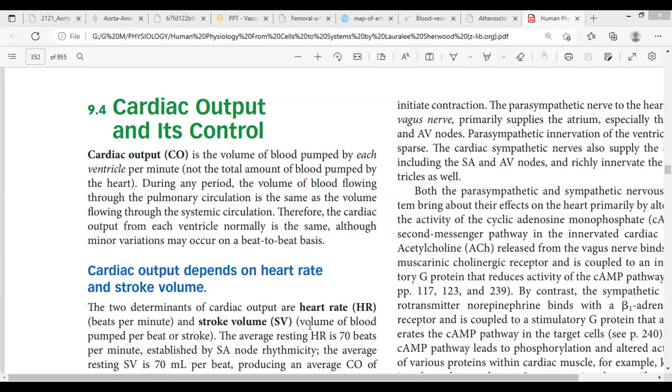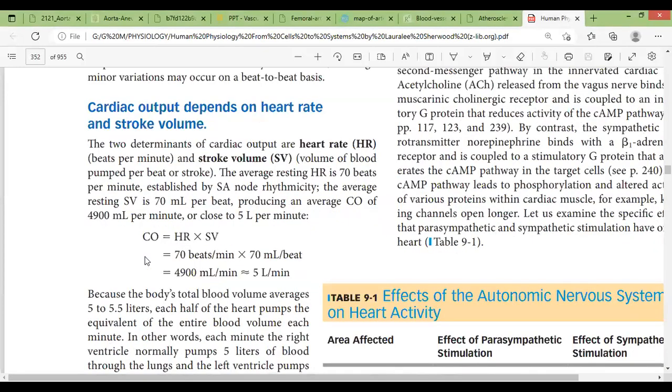Then the formula for cardiac output is heart rate multiplied by the stroke volume. That means if you increase heart rate, you also increase cardiac output. If you increase stroke volume, you also increase cardiac output, right? Now, in what condition do we notice markedly decreased cardiac output?